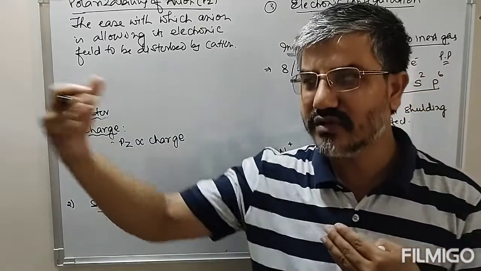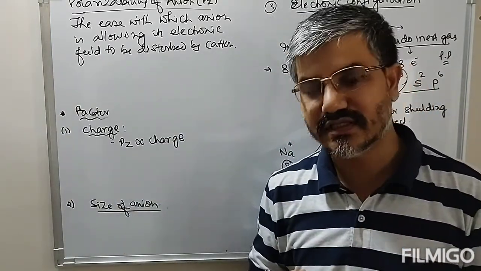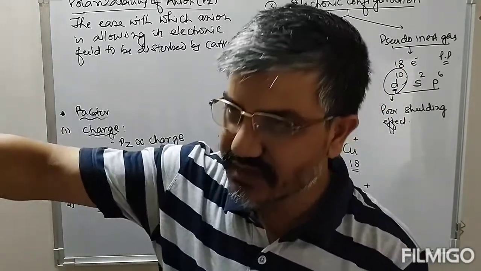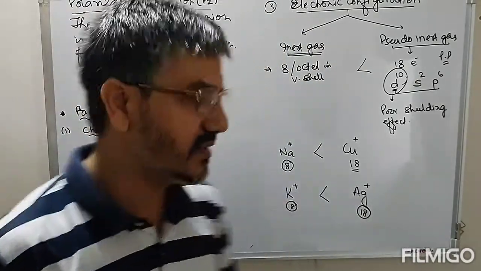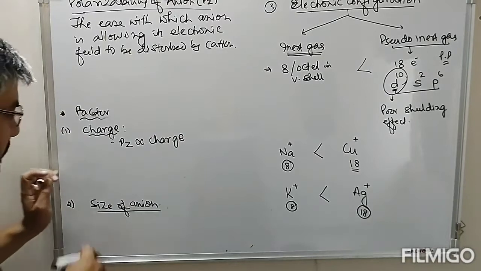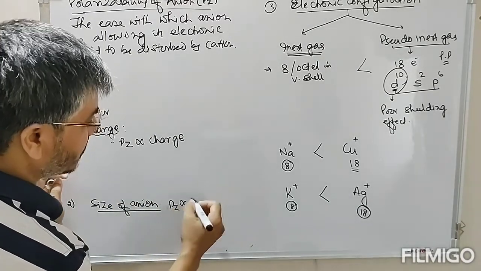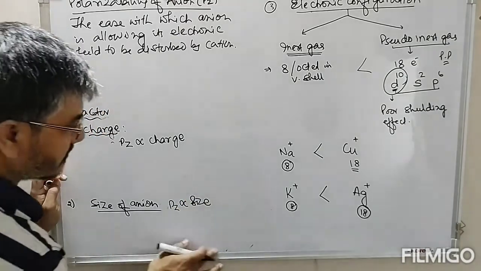As the distance between the valence shell and nucleus increases, the attractive force decreases. As the attractive force decreases, the ease with which the electronic field of the valence shell can be disturbed increases. So based on this, we can say the polarizability of an anion is also directly proportional to the size of the anion.